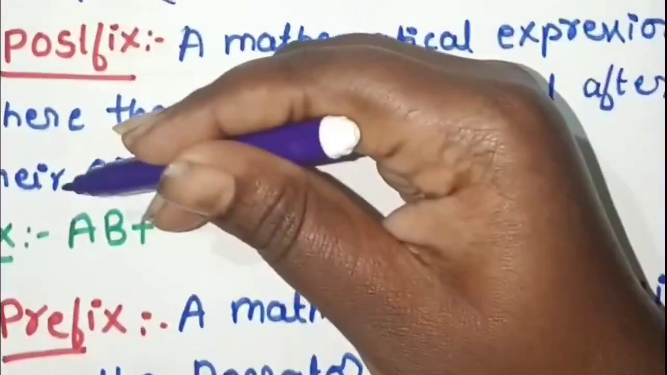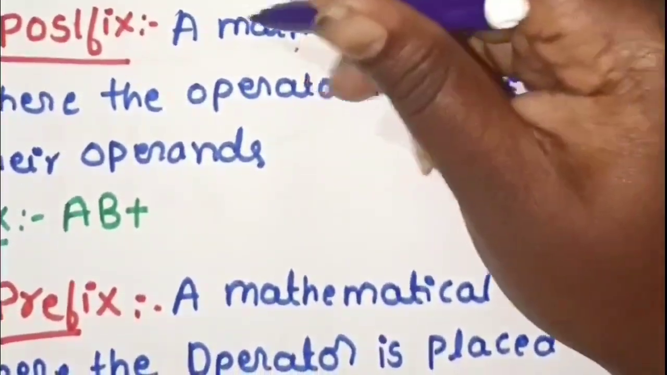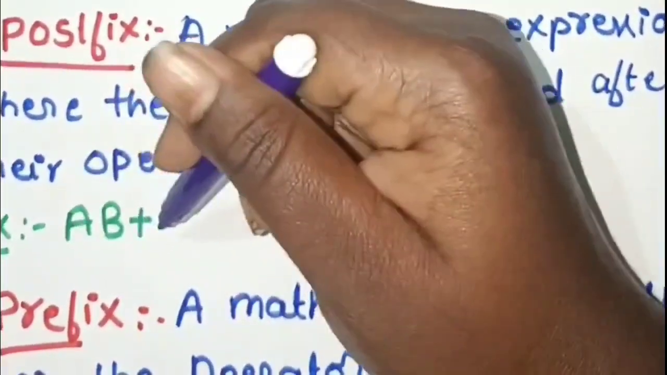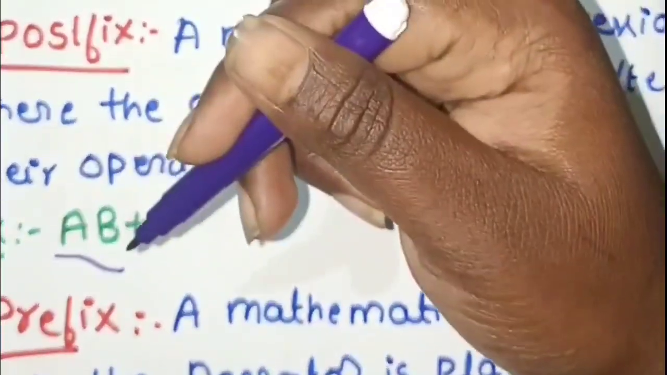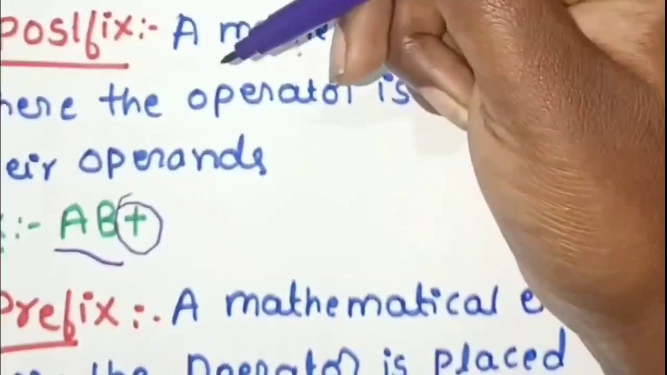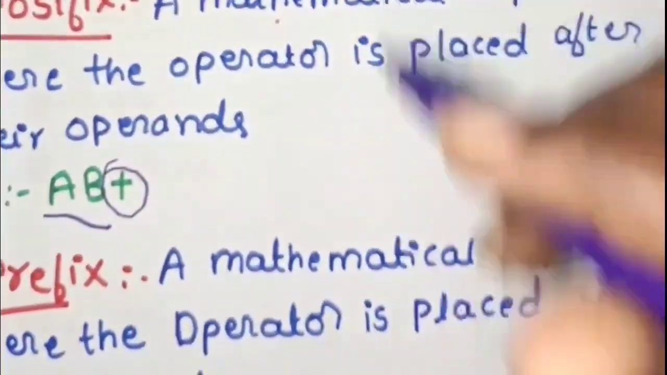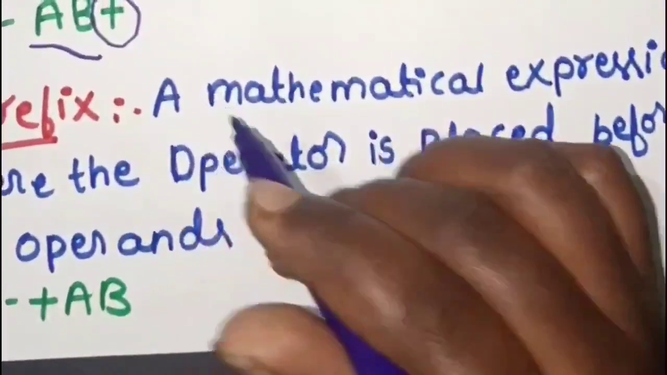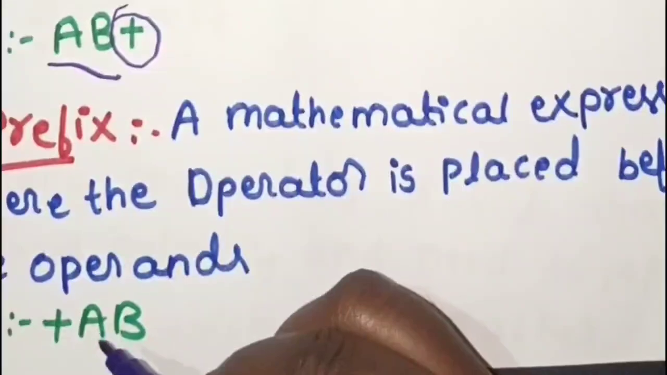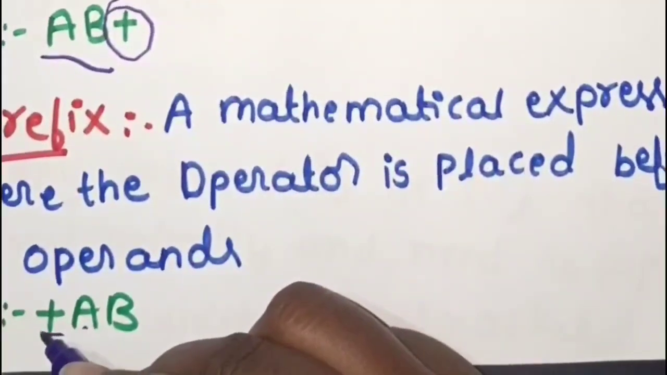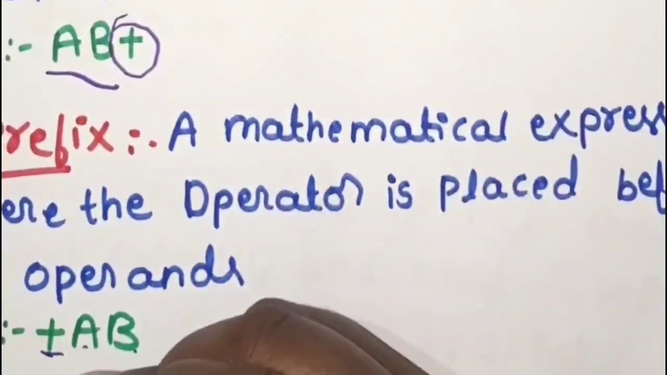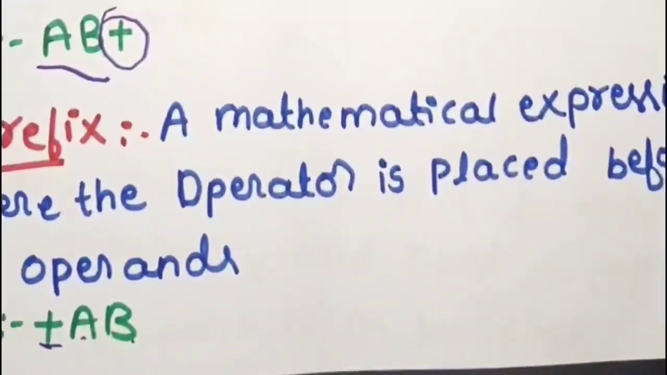Next, postfix. It is a mathematical expression where the operator is placed after the operands. Here you can see the example: A B plus. These two are the operands and this is the operator. The operator is placed after the operands. This is called postfix. The next expression is prefix, a mathematical expression where the operator is placed before the operands. You can see in this example the operator is placed before the operands. A, B are operands, and before them the operator has been placed. So this is called prefix.